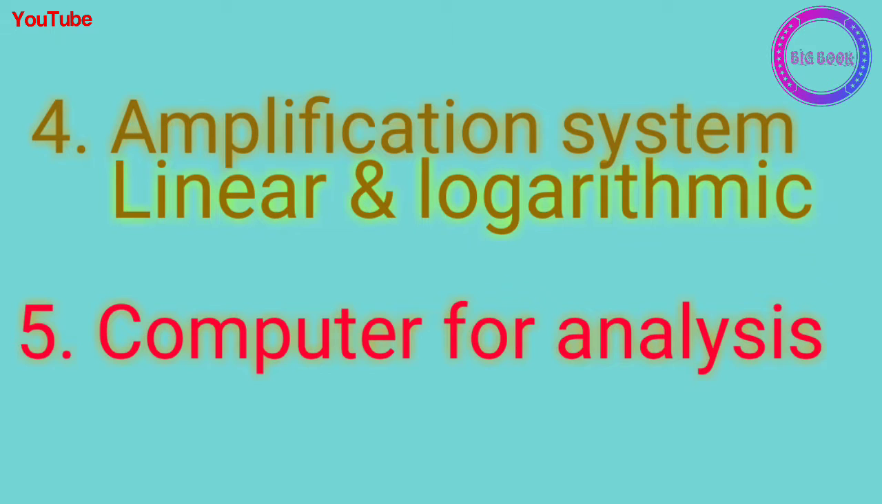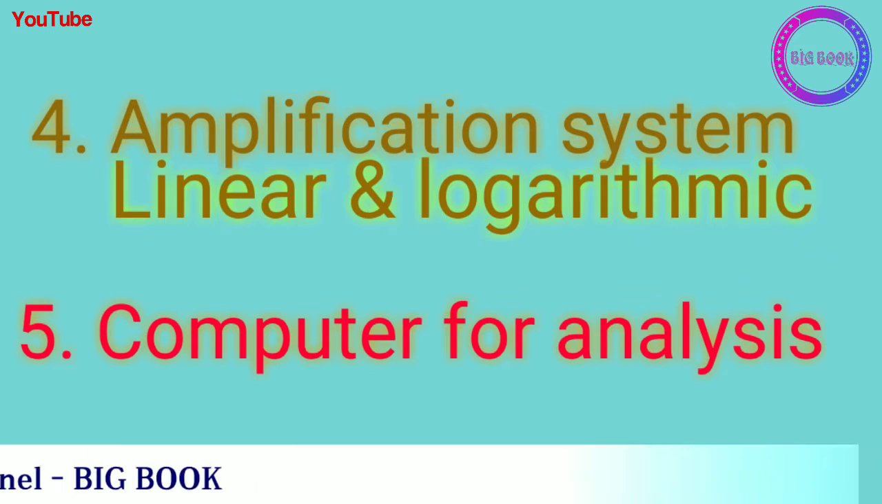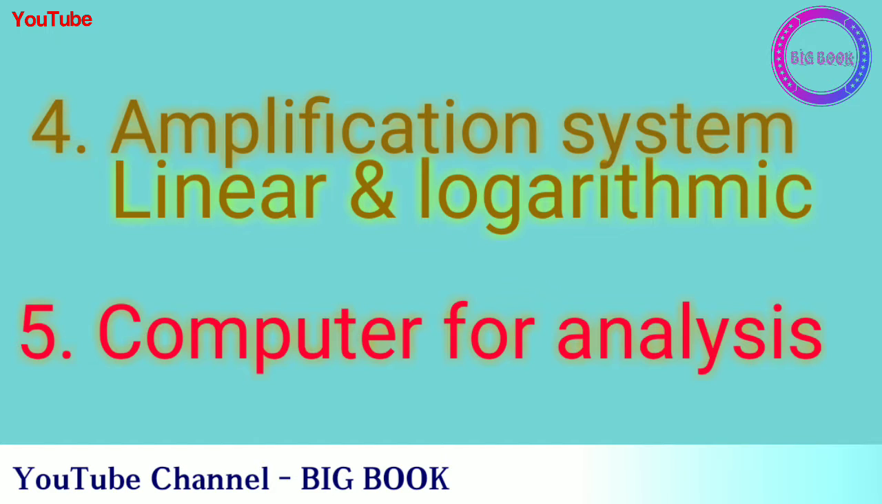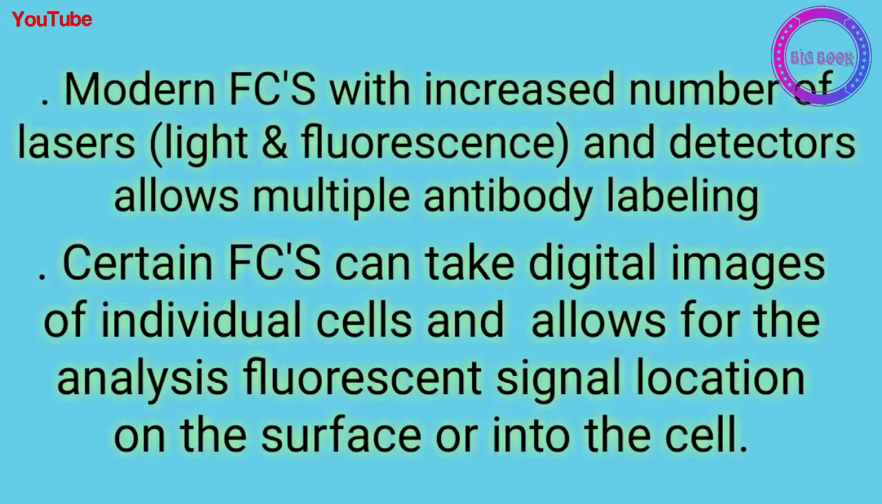As this is multiparametric analysis, the computers take the signals from the amplification system and convert them into the result. In this slide, modern flow cytometers with an increased number of lasers and detectors allow multiple antibody labeling. So with many lasers and detectors, we can do multiparametric measurements at an efficient rate, and antibody labeling can also be done.